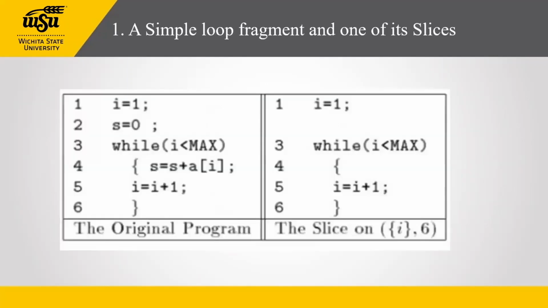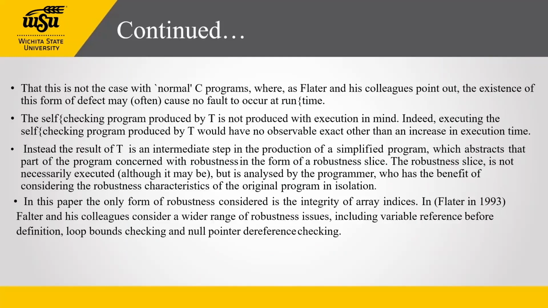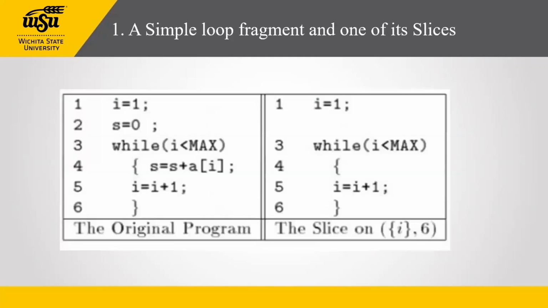I'm going to explain a simple loop fragment, which was pointed out by Flatter and his colleagues, in this slide. First step, we take I equal to 1, and then we start with S as a variable starting with 0. We then take the while loop, while I is less than maximum. Then what we do is we iterate every time with an array index A of I, so we increment the loop I equals I plus 1.